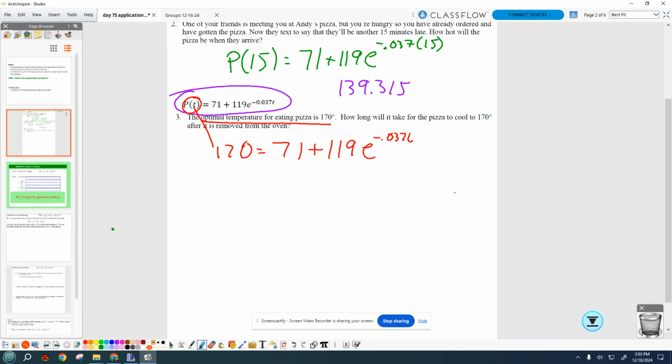Too many pronouns. Just make it this. Like, which it. Yeah, sorry, I'll be more specific next time. Okay. Byron, next step. We subtract the 71. And we get 99 equals 119 e to the negative 0.037 t. Zara, what now?